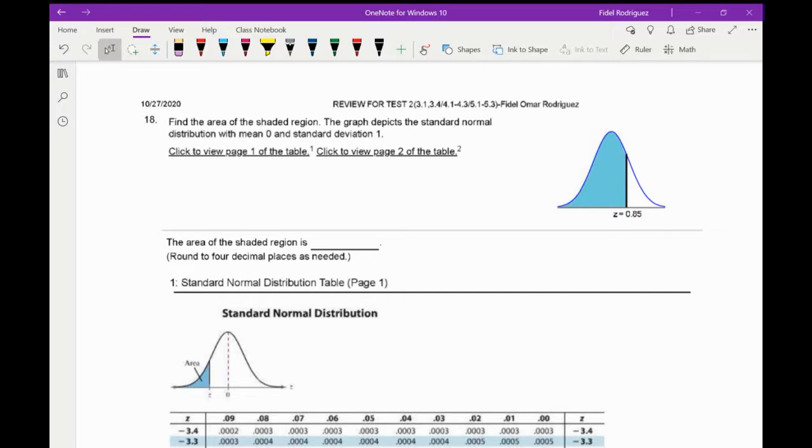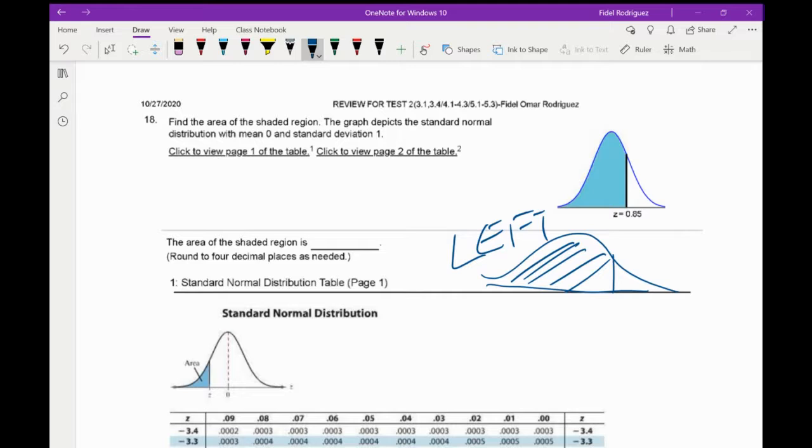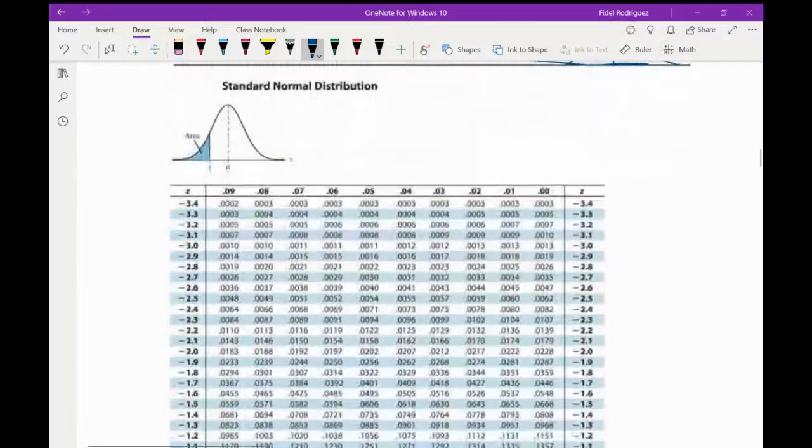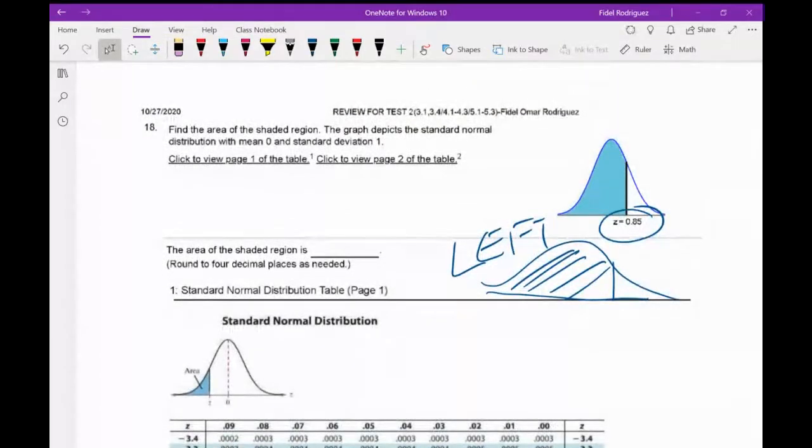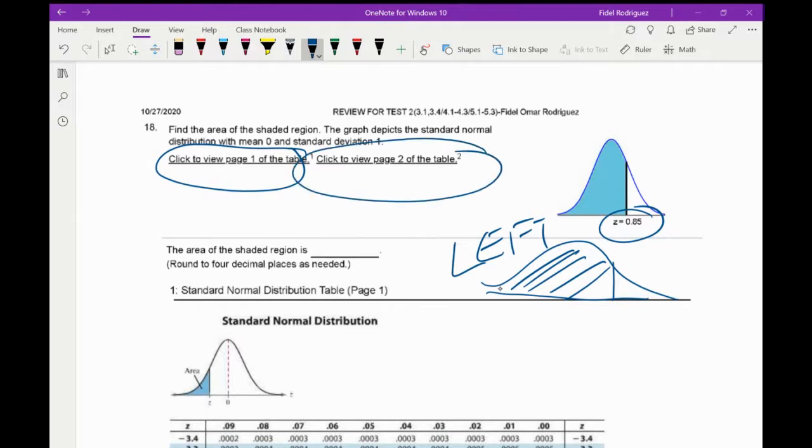The one thing I want to mention, whether I'm using my calculator or my table, is that the calculator always tells me how to find the area to the left. So all we're going to do is look for a z-value of 0.85. When I printed this out, guys, it actually printed out the table for you. If you notice when you're doing the problems on MyMathLab, when you click on this thing right here, the table will pop up. So you're going to have access to that table.